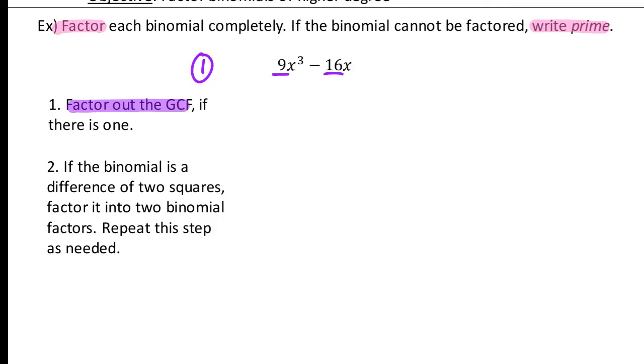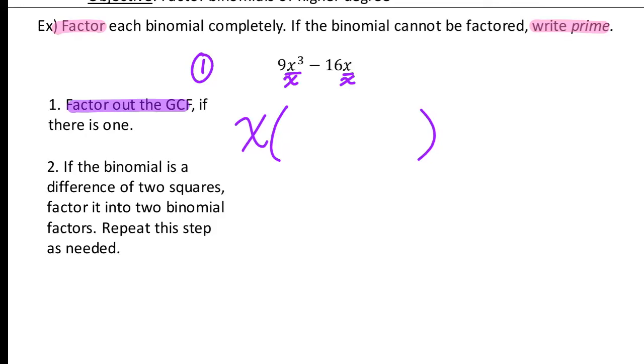9 doesn't go into 16. So there's no GCF in the coefficient, but look now at the variables. X cubed and an X. Do those have a GCF? It would be an X, right? So my GCF would be an X. So I can divide by X both terms and see what we have left over.